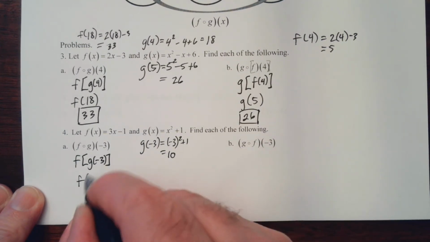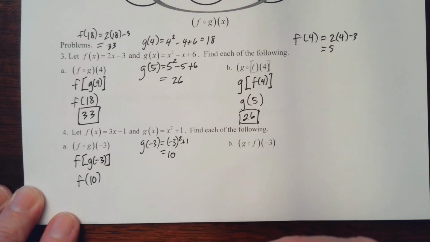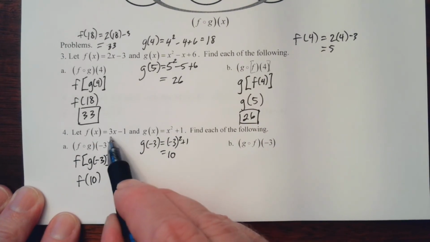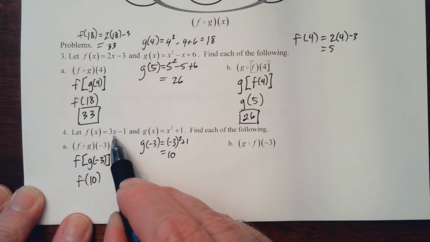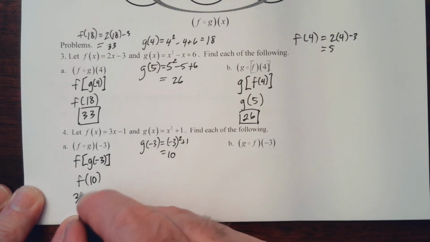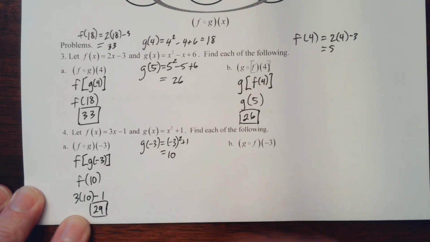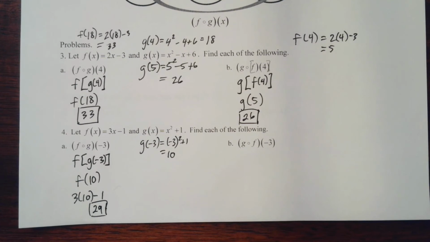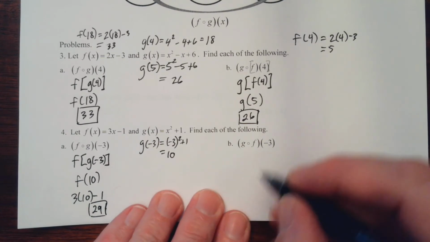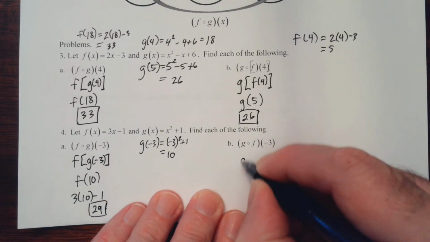And so this becomes f of 10. Now we're going to plug 10 into the f function. It's 3 times 10 minus 1. And so 30 minus 1, you get 29. Let's see how you did with g of f of negative 3.